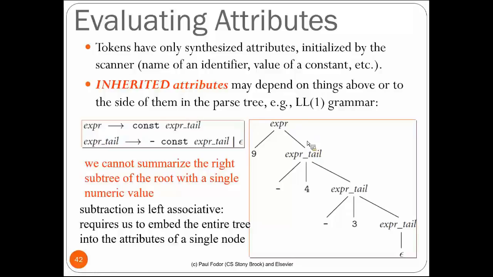So this subtraction is left associative. It will require us to either embed the entire tree into an attribute that is a single list, or it will require us to pass the attribute from the left child to the right child, or from the left-hand side to the right-hand side in the right-hand side of the production rule.